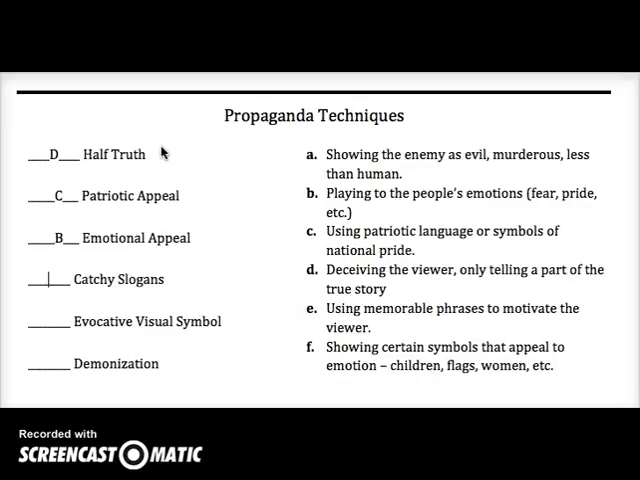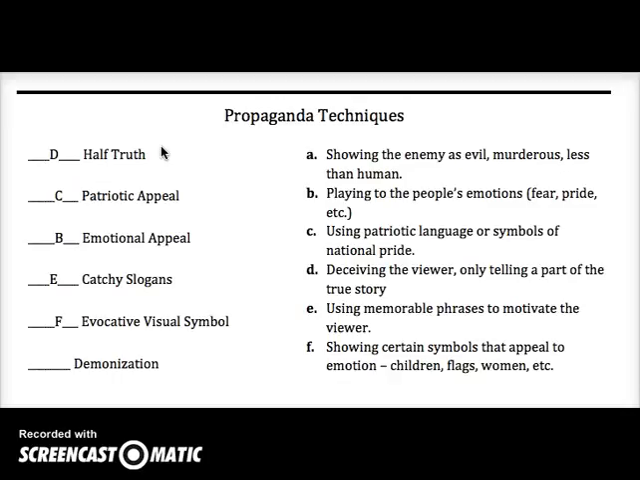For catchy slogans, that's letter E. You're using memorable phrases to motivate the viewer to do something. We'll see some examples of that later. We've got evocative visual symbols. In that case, it's letter F, showing certain symbols that appeal to emotion.